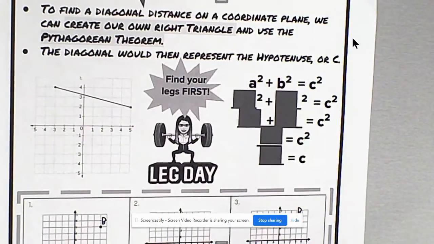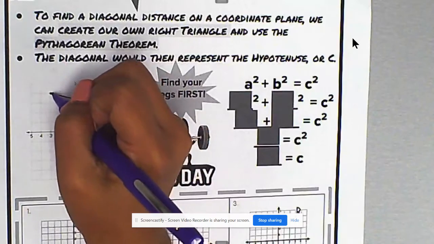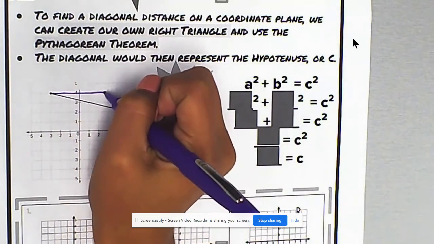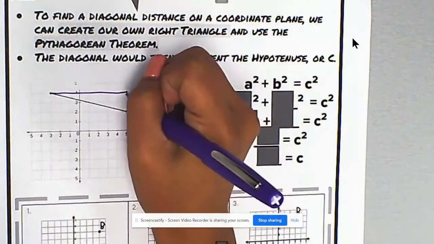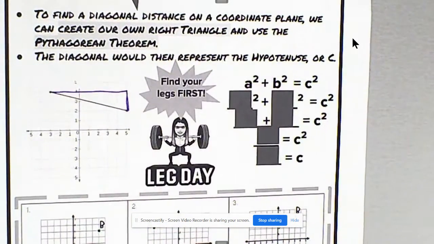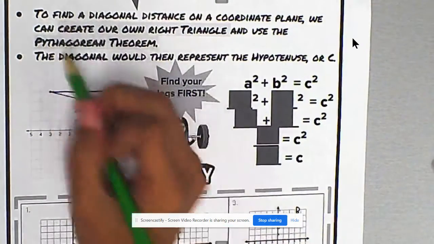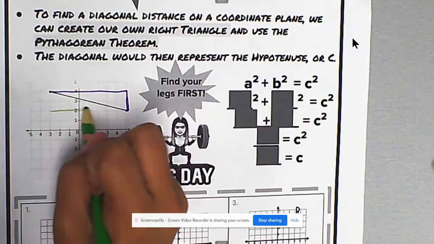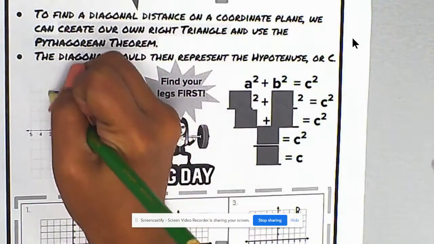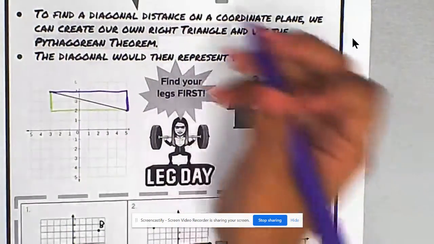Okay, so first things first, it says I need to draw or create my right triangle. So all I'm going to do is go from one point to the other point. There's my right triangle. Now, I know there's no wrong way to do a right triangle. So you could have done this way, or you could have done it like this. Either way, it's fine. You're still going to come up with the same answers. So now we need to figure out what our legs are.